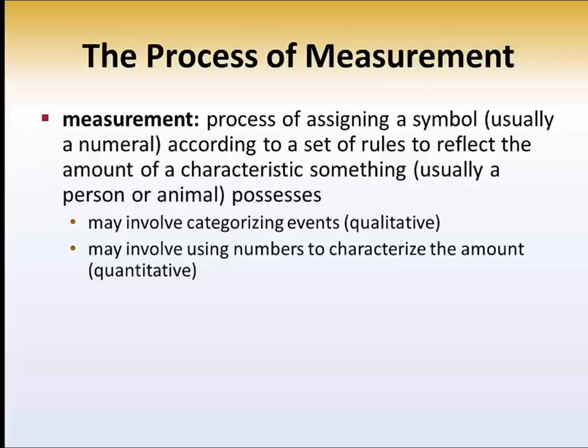Now this may involve just categorizing events, which is called a qualitative measurement. You either belong to group A or group B. You may be a male or a female. Or it may involve using numbers to characterize the amount of some characteristic, which is a quantitative measurement, such as you are 5 feet 7 inches tall and somebody else is 6 feet 1 inch tall.